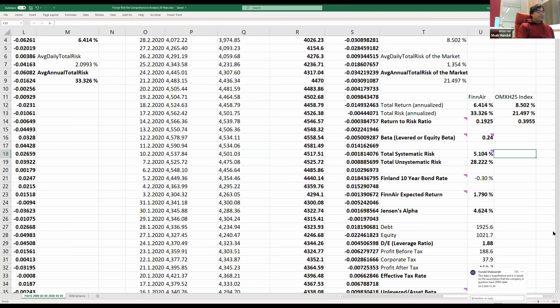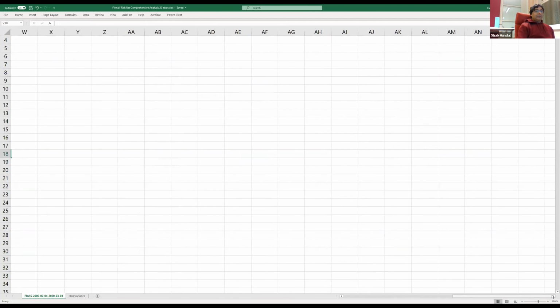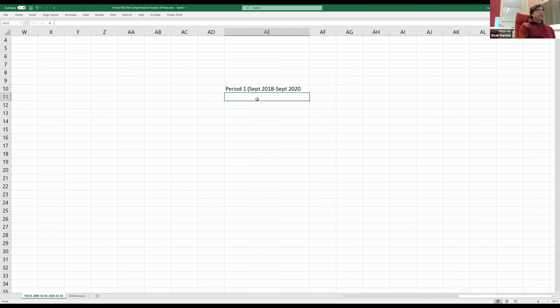And then perhaps your comparison table would look like this, that you have period 1, which would be, let's say, September 2018 to September 2020. And then your period 2, starting period would be same, but the later one would be Jan 21, because I want to see the incremental change.